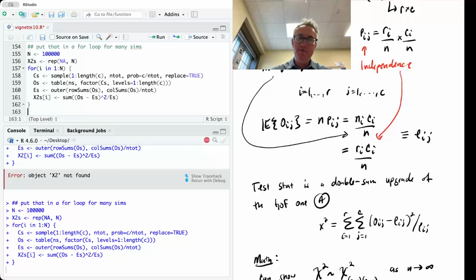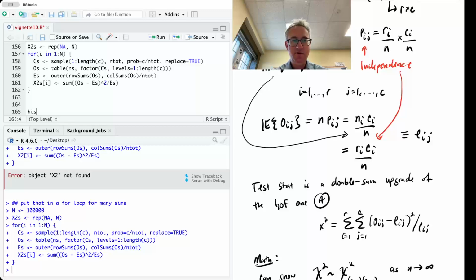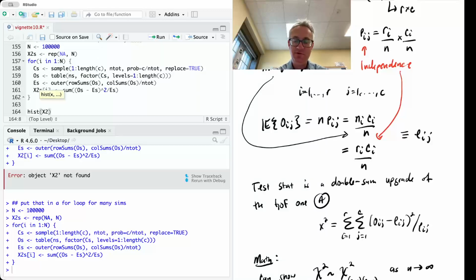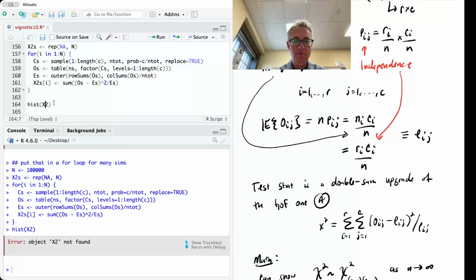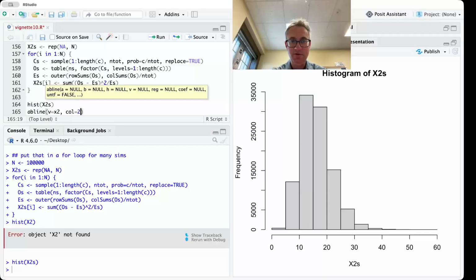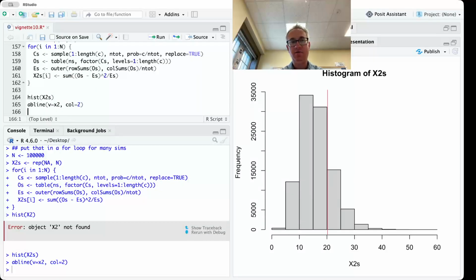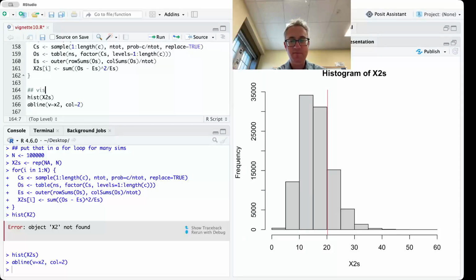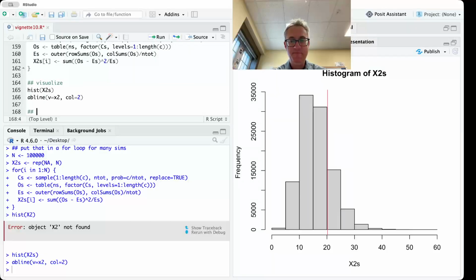This could be a little pokey because I've got a big loop and some samples of 200 or so things, but it's done already. So now I just need to visualize that. The visual is not essential, and I know you can't see it yet, but there it is. And then abline v equals x2, col equals 2. So I don't think we're going to reject this null hypothesis, but we can calculate a p-value.